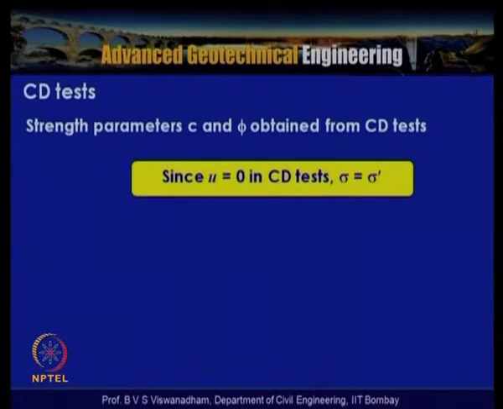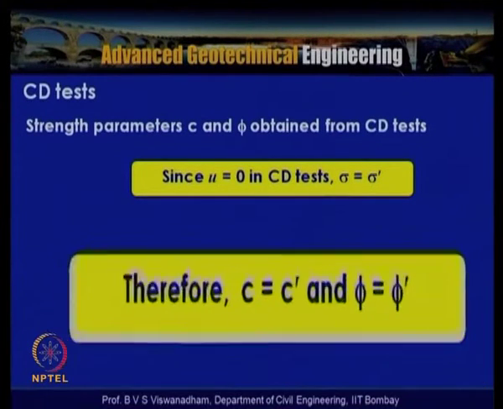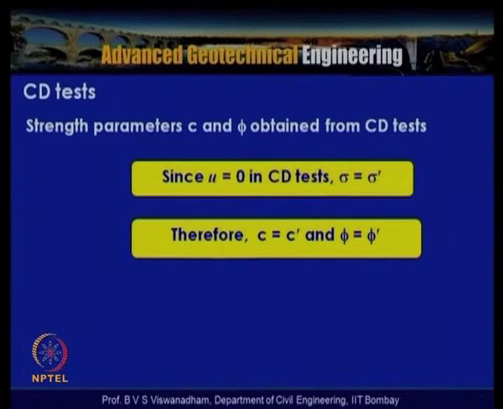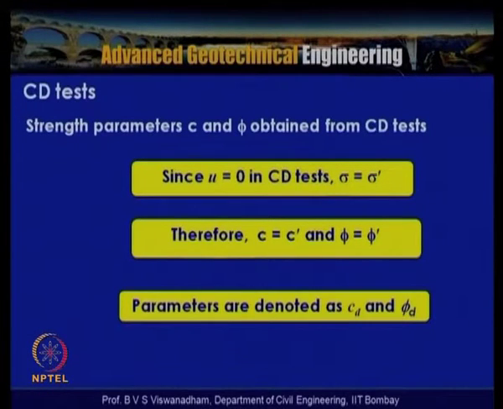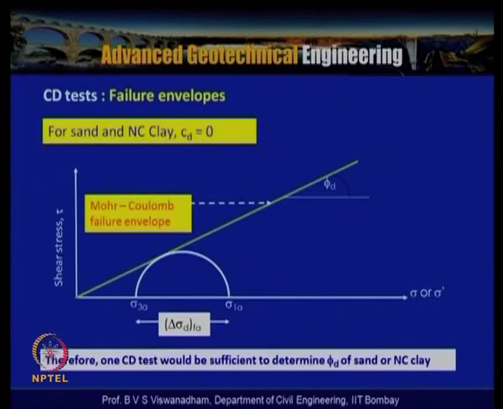The strength parameters c and phi obtained from the CD test: since u is equal to 0 in the consolidated drained triaxial test, sigma is equal to sigma dash, and therefore c is equal to c dash and phi is equal to phi dash. These are called c_d and phi_d, which are nothing but the drained cohesion and drained angle of internal friction. These parameters represent the long term conditions in a soil where consolidation is allowed and drainage takes place during the application of the loading period. So in such situations the consolidated drained test parameters are vital.